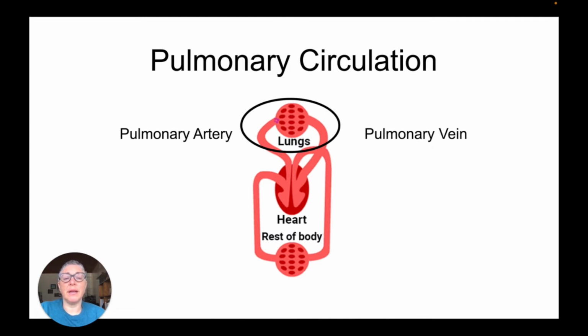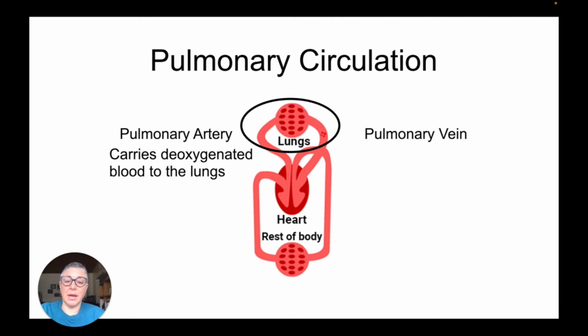So in this diagram, the heart is going to pump blood out the pulmonary artery, away, into the lungs, and then the blood is going to move back into the heart through the pulmonary vein. Remember, vein in. So the pulmonary artery is going to carry deoxygenated blood to the lungs. This is the only artery that's going to carry deoxygenated blood.